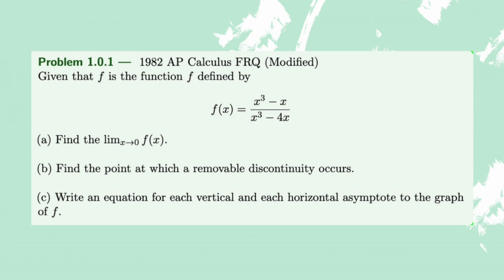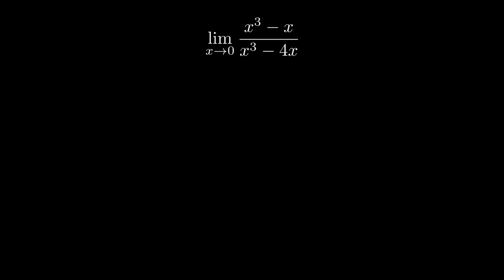So we're given a function f, which is x cubed minus x over x cubed minus 4x. And we want to find the limit as x approaches 0 of f of x. Now if we try direct substitution, where we directly substitute in x equals 0, we get 0 over 0. That's not good. So let's factor this expression to see if we can get something promising.